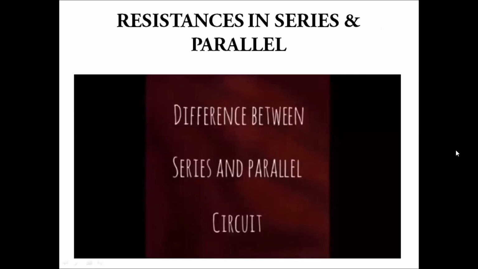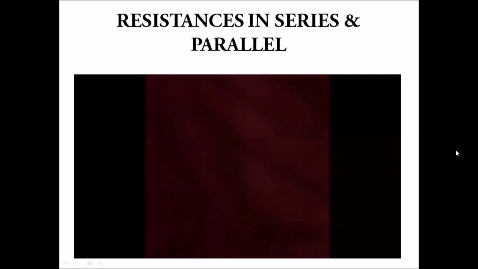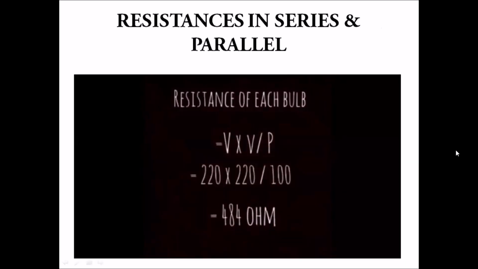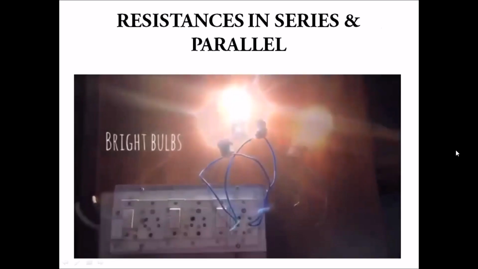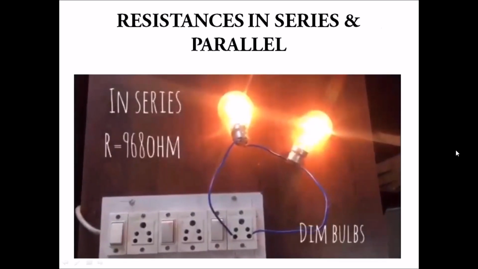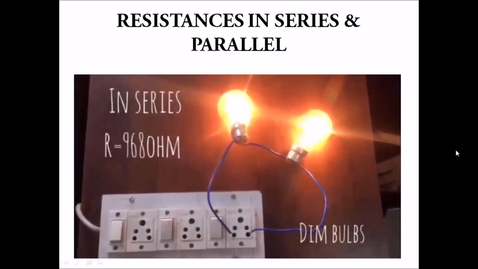If we connect two bulbs of power 100 watt each in parallel, the resistance R = V²/P will be equal to 484 ohm each. When they are connected in parallel, resistance will decrease and glow will be more. But when they are connected in series, resistance will increase and glow will be less. I have a task for you. You have to tell me what is the current flowing in each case.